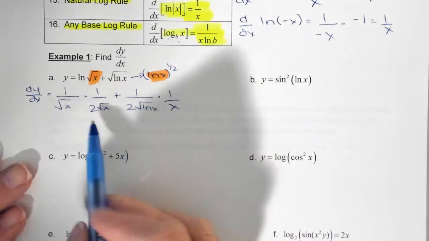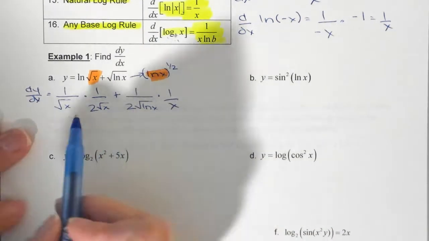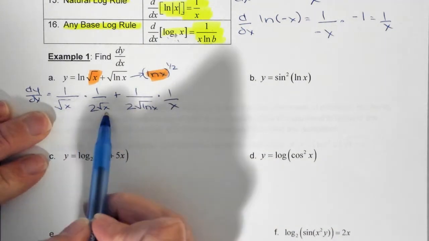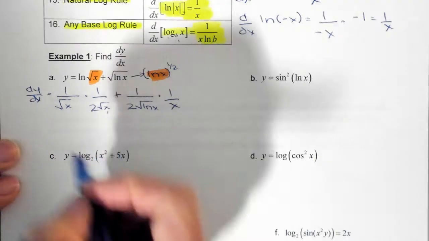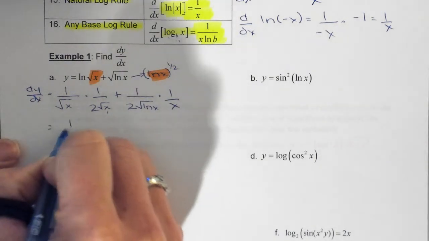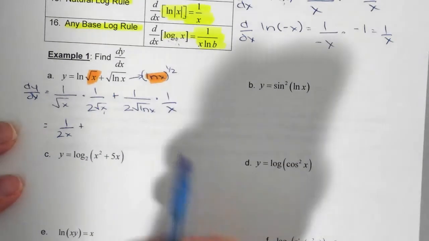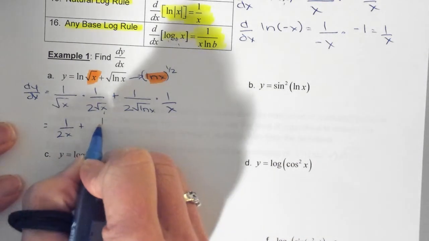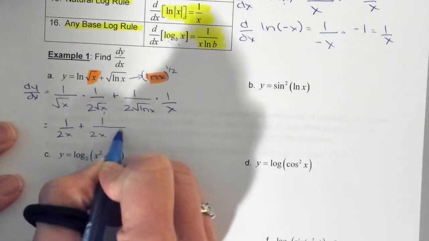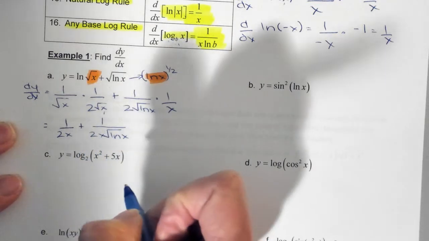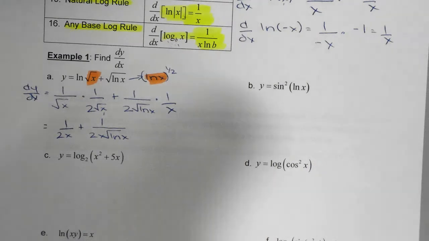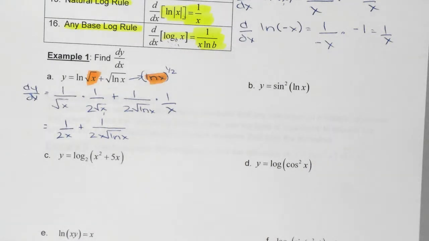Okay, but if I did want to simplify this, what is the square root of x times the square root of x? X. Okay, so what we have is 1 over 2x plus, can I just put this together? 1 over 2x square root of the natural log of x. I would stop there. Some of you are actually trying to simplify.